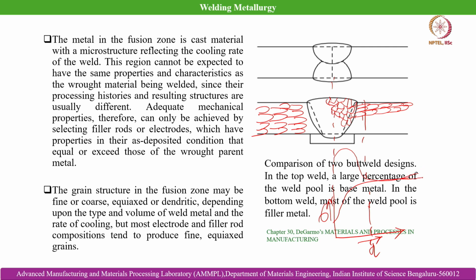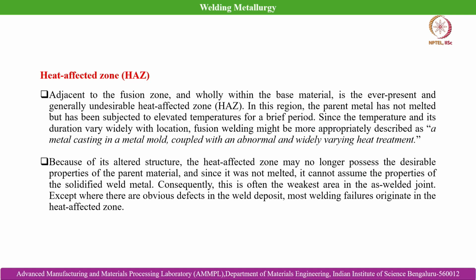Anyway, the strength of the parent workpiece will always be the same, irrespective of whether we are using filler material or not, but the joint strength will vary based on whether you are using filler material, or a filler material having enhanced mechanical properties compared to the parent metal being joined. So, the grain structure in the fusion zone may be fine or coarse, equiaxed or dendritic depending upon the type and volume of weld metal and the rate of cooling, but most electrode and filler rod compositions tend to produce fine equiaxed grain.